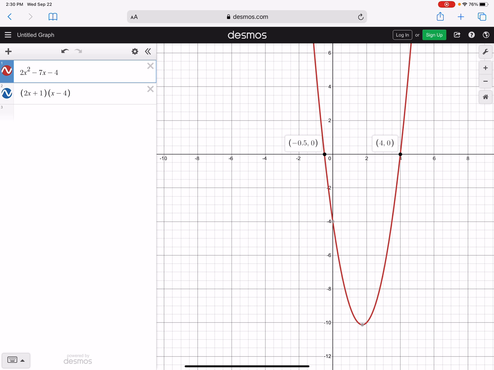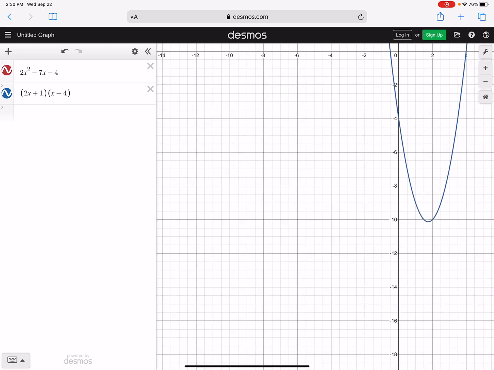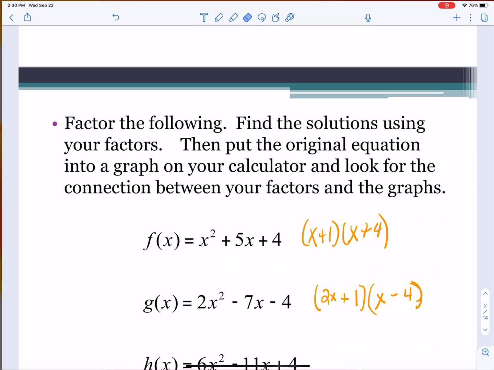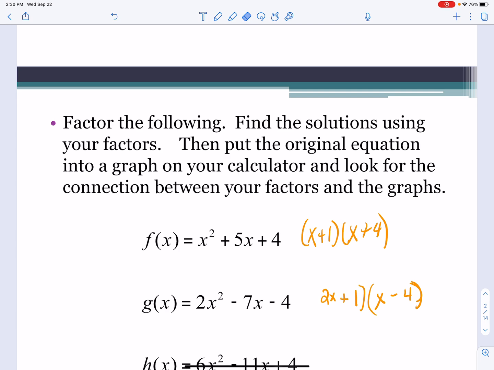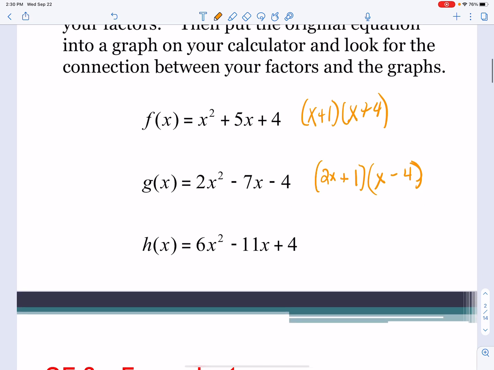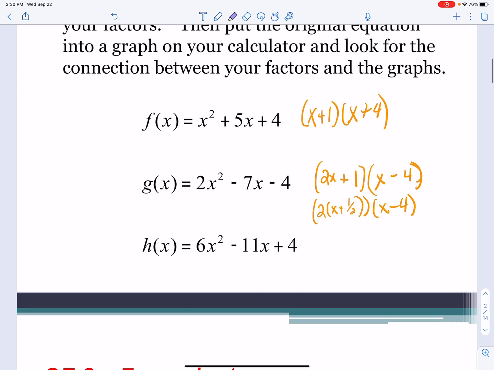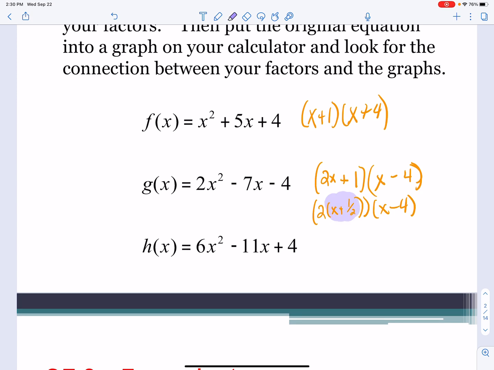And if you look, we've talked about you would take the 2 out. So if I took the 2 out like we did in the last unit and made a double set of parentheses, wouldn't that be x plus 1/2, right? Because your translation cannot be part of it. And so it hit at negative 1/2 and at a positive 4. Okay, so let's look at the last one.